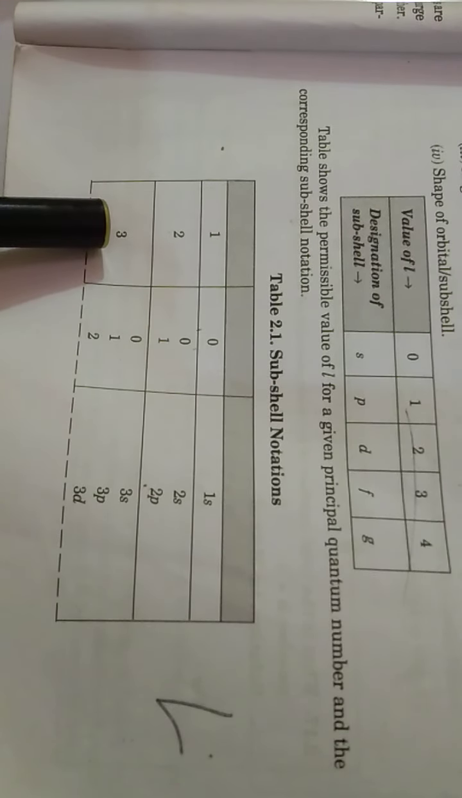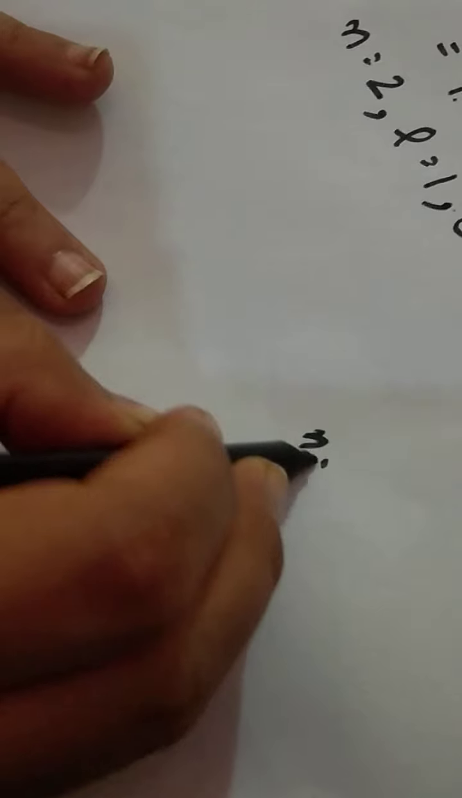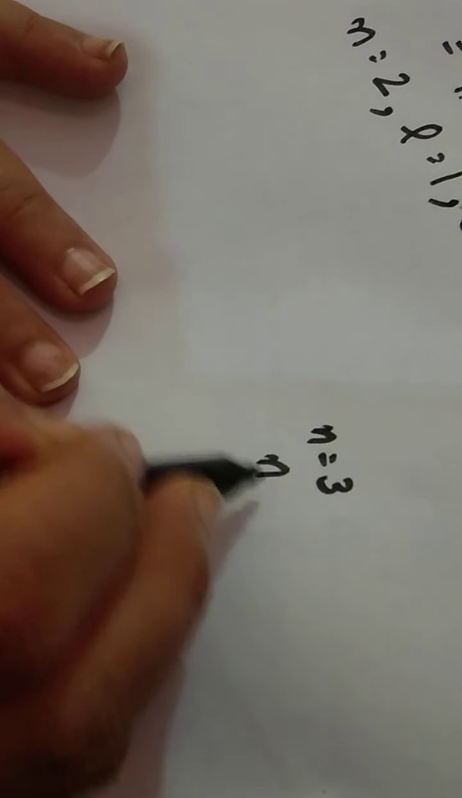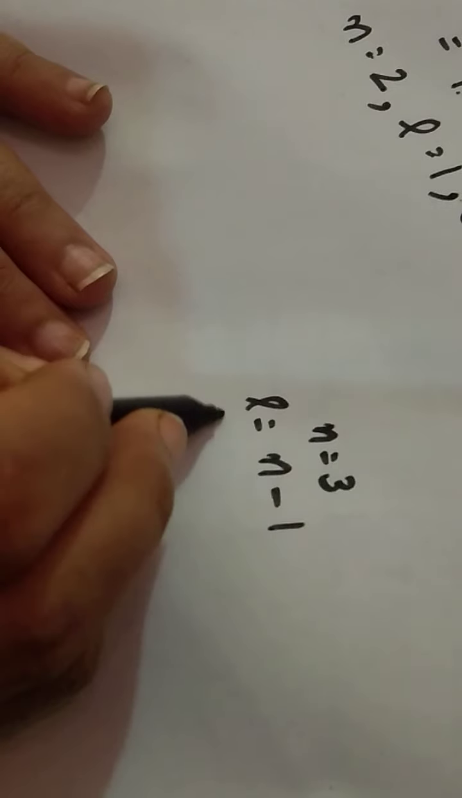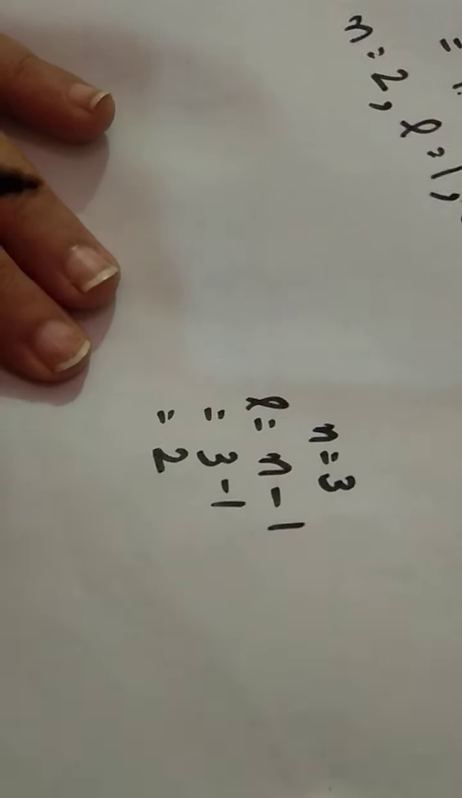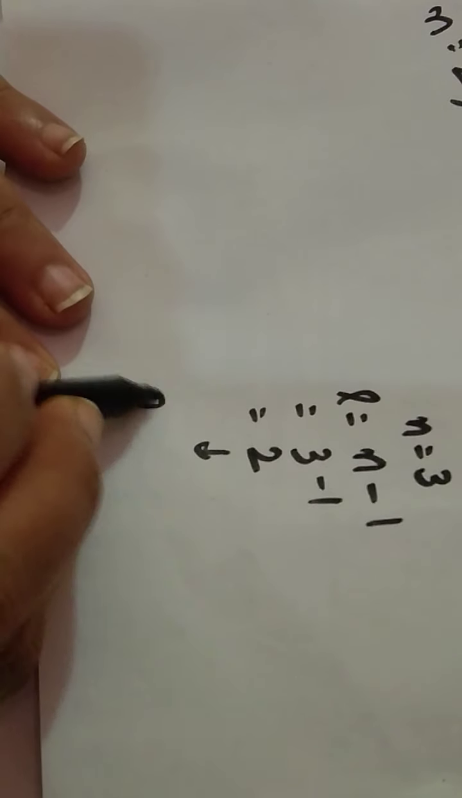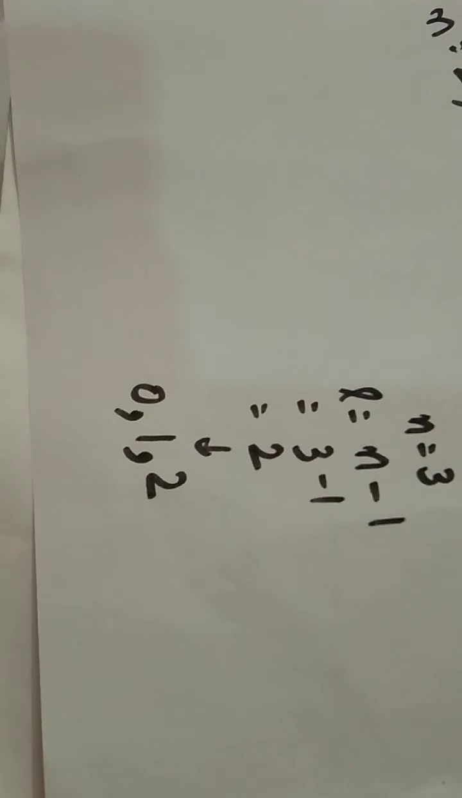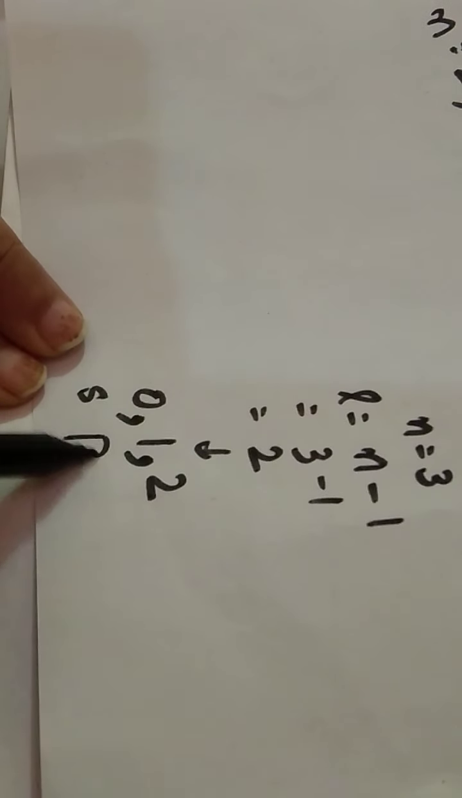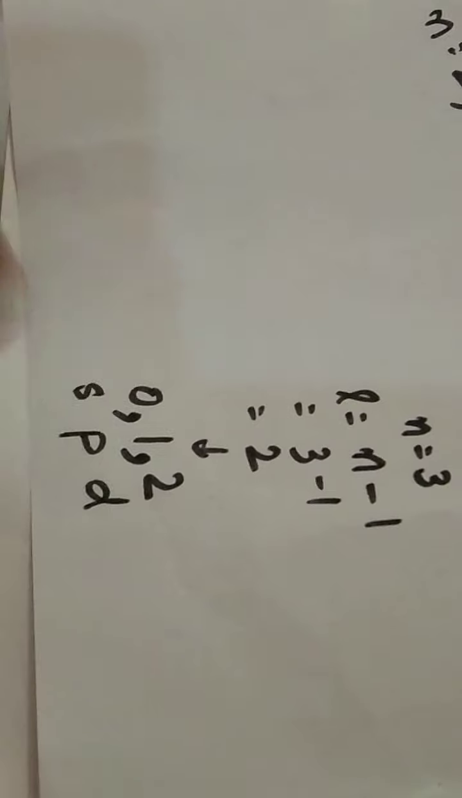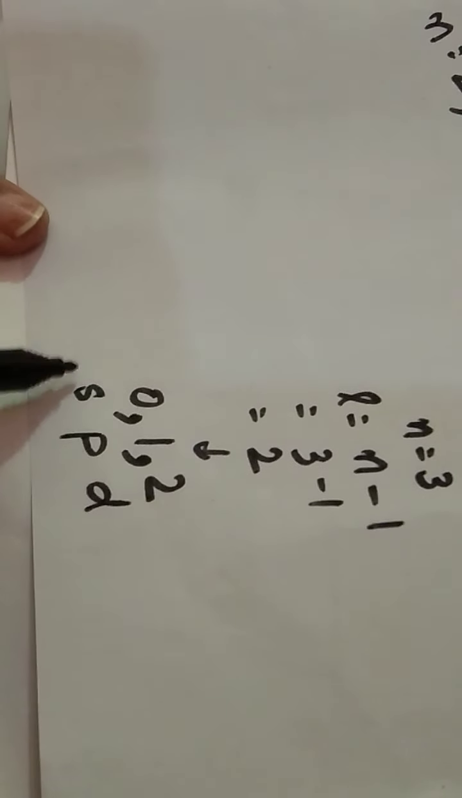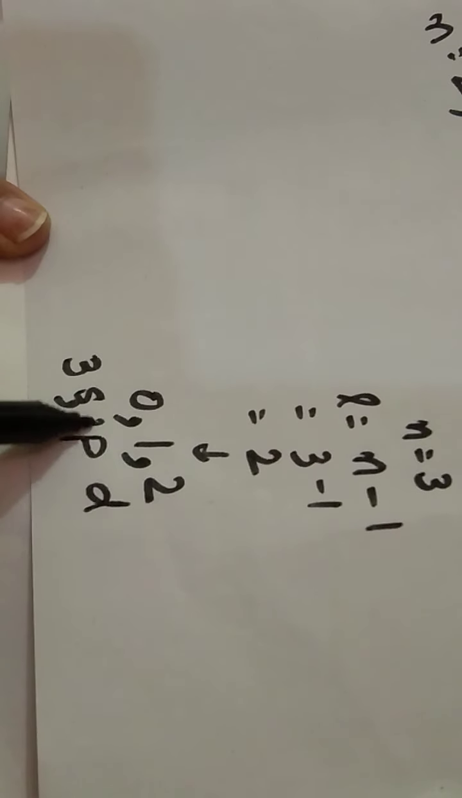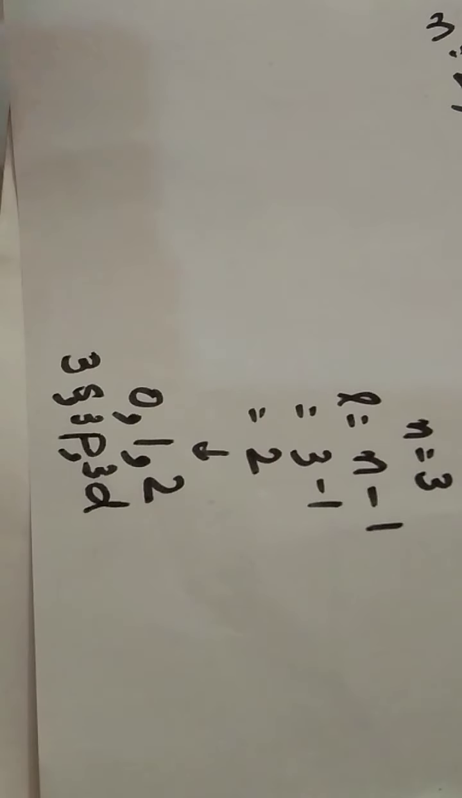For n equal to 3 there are three possible values, children. l is equal to n minus 1. So 3 minus 1 is 2. Okay children. So we'll start with 0: 0, 1, 2. So these are the 3 values of subshells. For 0 we have s, for 1 we have p, for 2 we have d. But n is equal to 3. So the 3 subshells will be 3s, 3p, 3d.